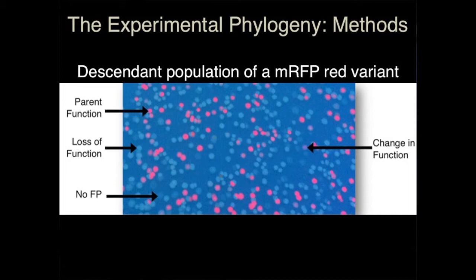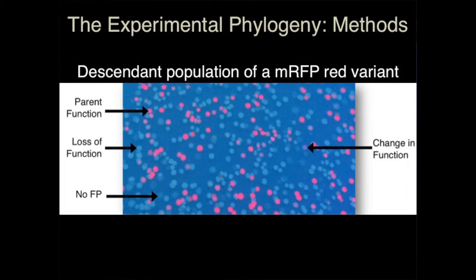So here's the parent function. The parent function is this nice red. You can see that we have a change in function here, so we're kind of losing the red color. Here you have complete loss of function. Here you have actually a vector that's closed in on itself that doesn't have any of the variant fluorescent protein. And there you can actually see a variant right there that's changing color. Right? So there's a lot going on in this tree.